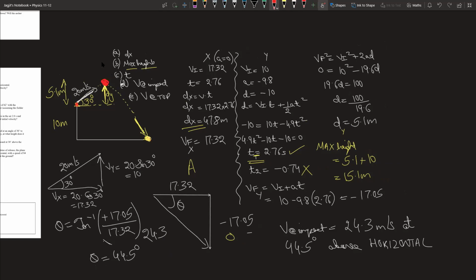At that point, the y component is 0. Yes, the y component is 0, but your x component stays the same everywhere. So x component 17.32 is going to stay true. Do we understand that? So what are we going to say for velocity at the top? Well, you're going to say the y component is 0, but the x velocity is going to stay the same. So it will just be 17.32 meters per second towards right.